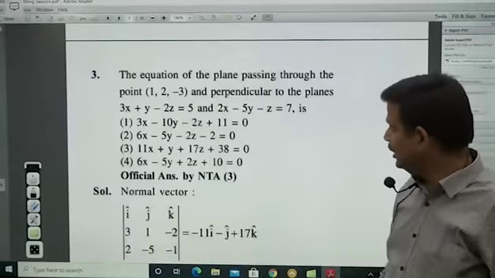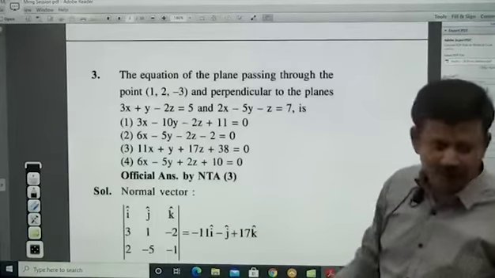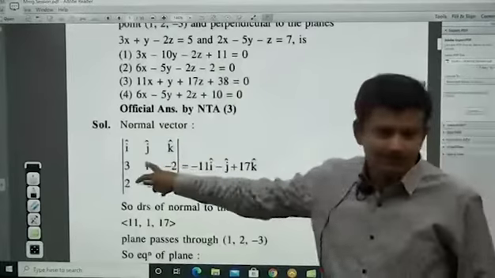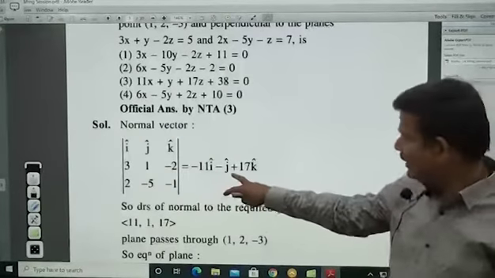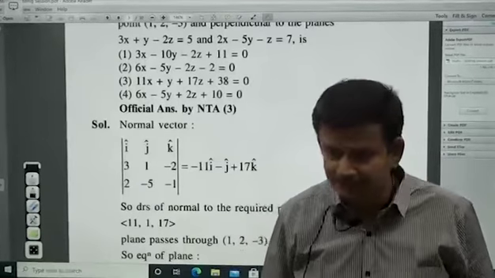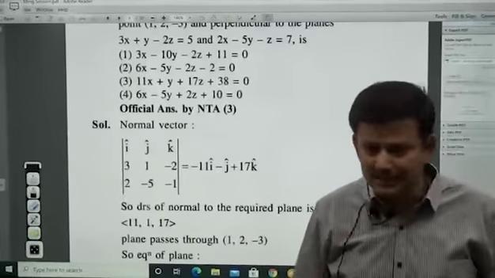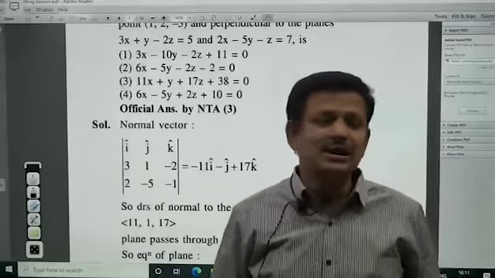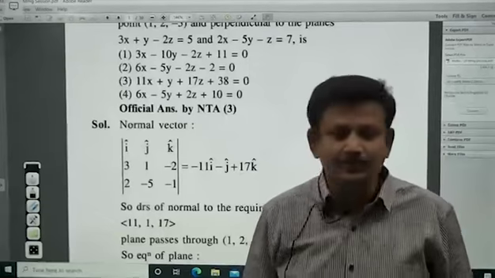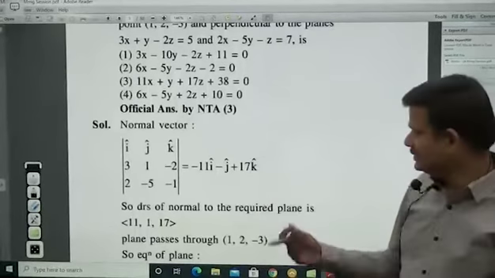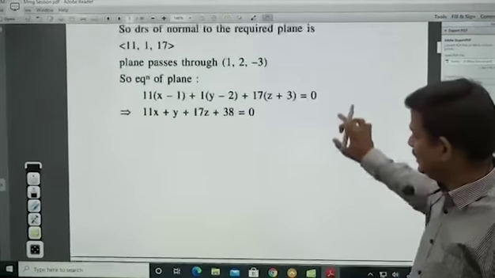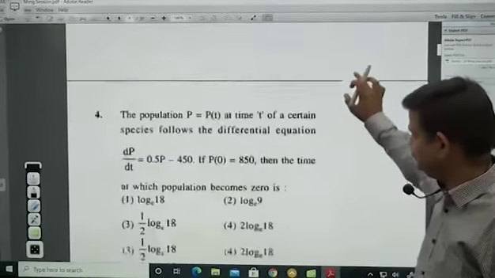So how to find the normal vector? Take the cross product. He has also taken the cross product. Absolutely fine. That is what you need to do. Take the cross product, you will get the normal vector. You know the normal vector and you know the point. It is given to pass through (1, 2, -3). So what will be the equation? a(x - x1) + b(y - y1) + c(z - z1) = 0. You know a, b, c, you know the point. So you can write the plane equation. So not again a very lengthy question.